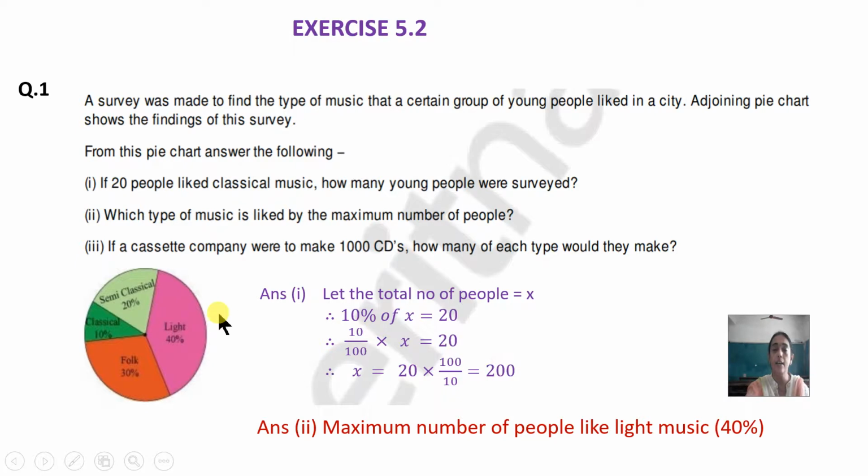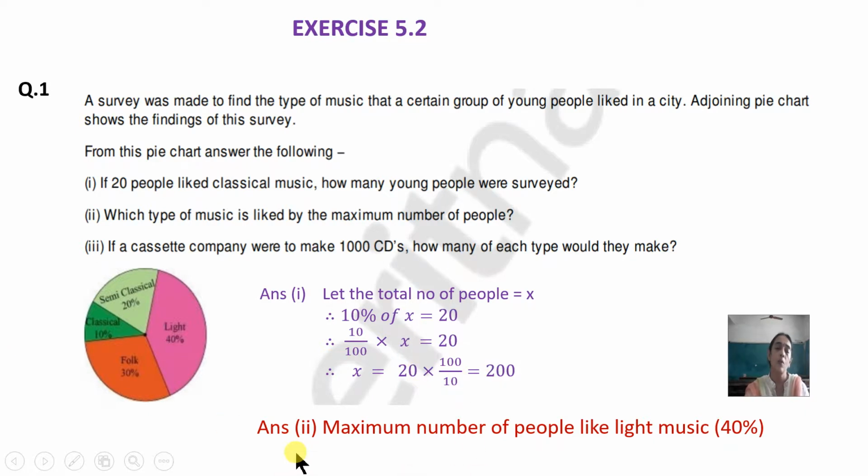Once again, we don't know the total number of people, so assume x for the total number of people. Now we are already given in the pie chart that 10% of the total likes classical music. So I have written 10% of x, and that is equal to 20. So 10 upon 100, removing the percentage sign, into x is equal to 20. Therefore, x is equal to 20 into 100 upon 10, 0 and 0 cancel, 200.